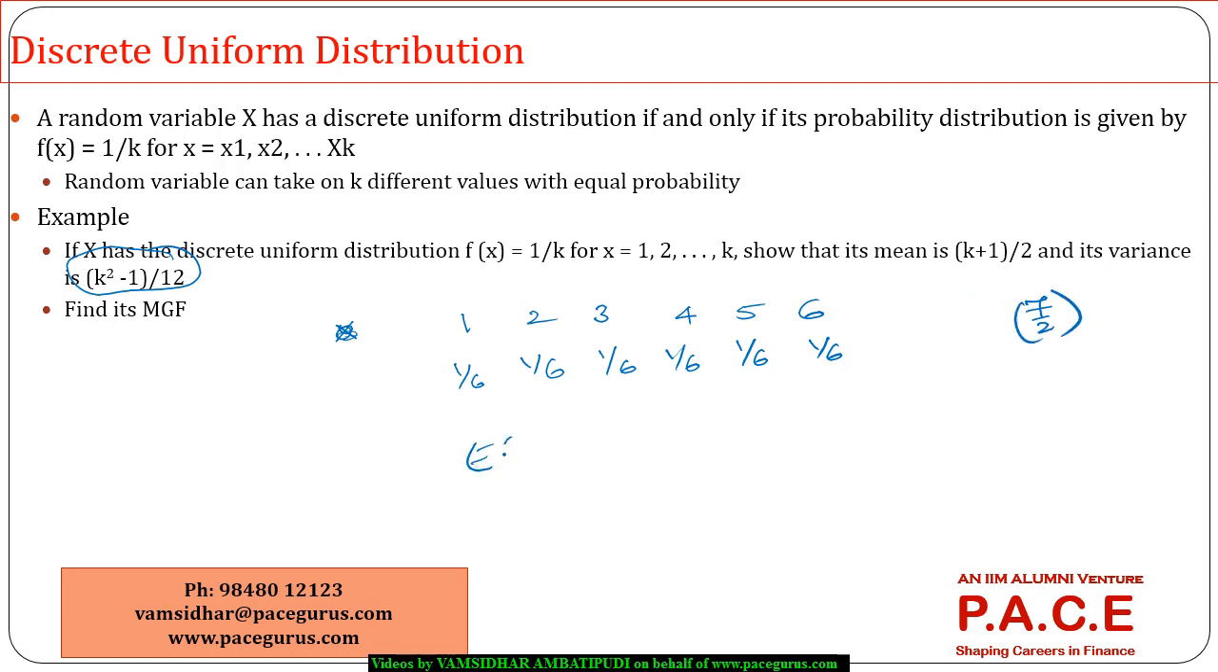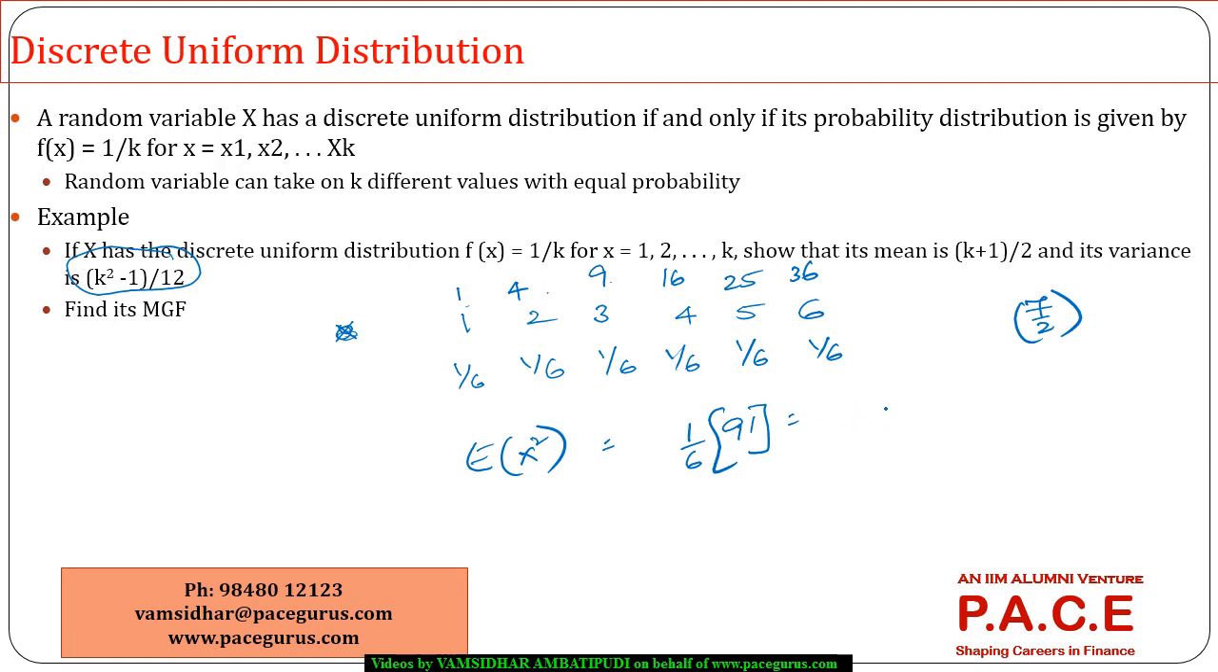Now we know variance means I have to find the expected value of x squared. So this is nothing but 1, 4, 9, 16, 25, 36. So the expected value of x squared is nothing but 1 by 6 times the square terms: 5, 14, 30, 55, 91. 91 by 6. If I want to simplify it, there is nothing much I am able to simplify here. 91 by 6 is coming out to be the expected value of x squared.